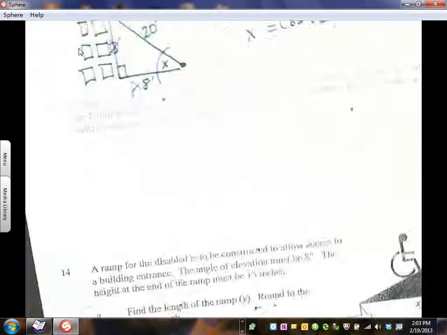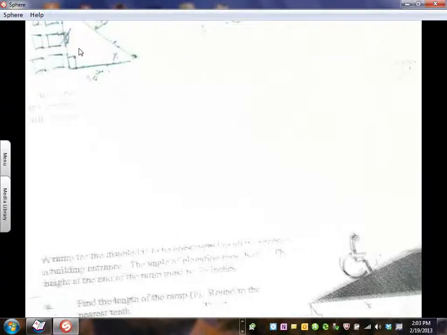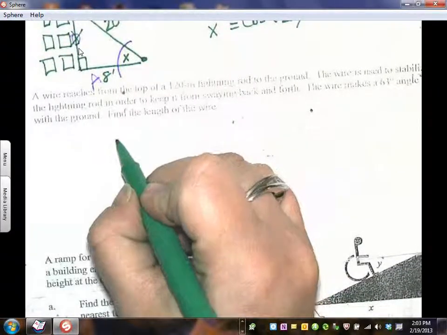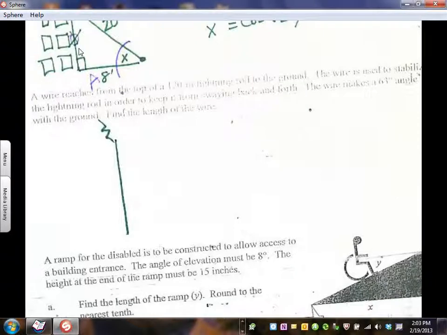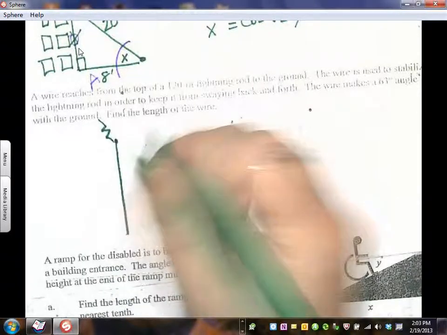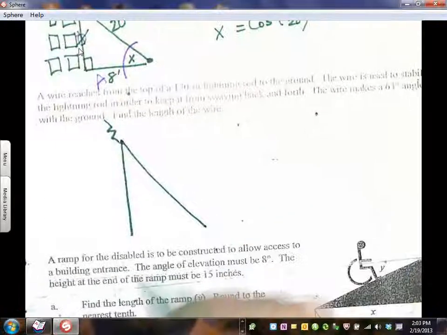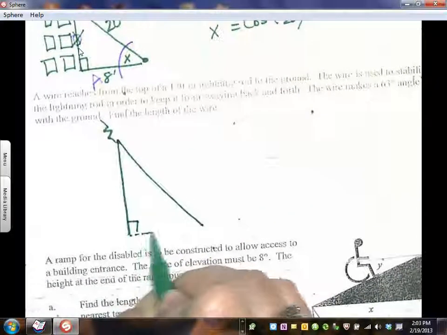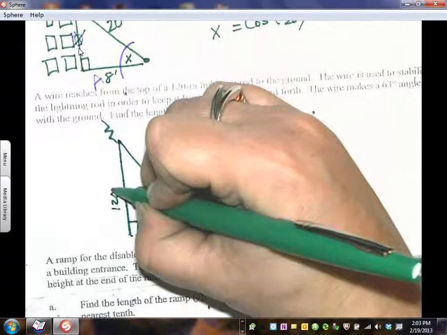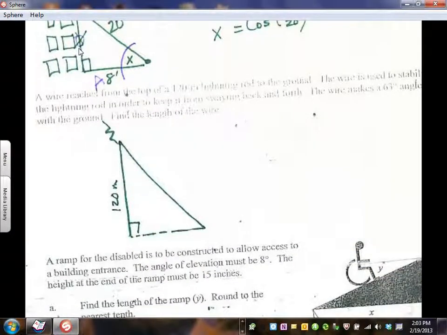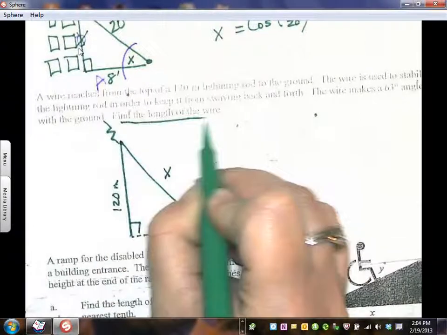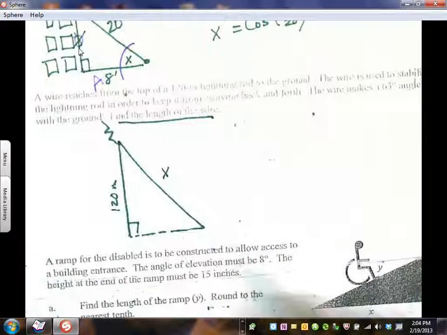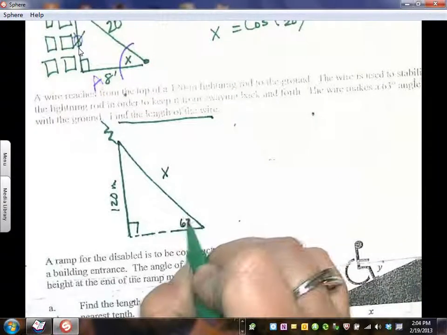In number 13, we have a wire. We have a lightning rod. So I'm going to make my lightning rod, and then I'm going to draw some lightning coming down. Okay, there's my lightning. And there's a wire attached to the top, and it goes to the ground. So right there's my right angle. Here's my ground. Okay. They tell me that this lightning rod is 120 meters. The wire is what they want me to find out. Right here, find the length of the wire. And they say the wire makes a 63-degree angle with the ground.